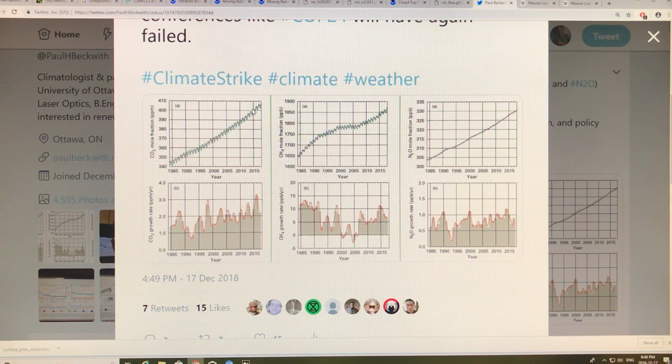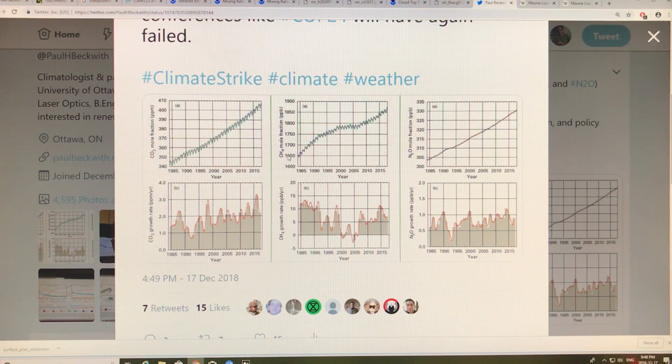This is exponentially rising. This is the year to year growth rate, PPM rise per year. And you can see we're over 3 here. There is fluctuation, but the trend is irreversibly up at the moment, and we have to stop that.